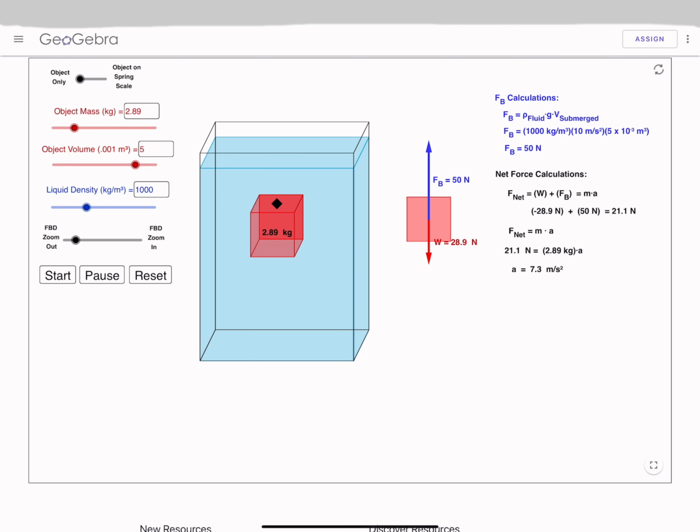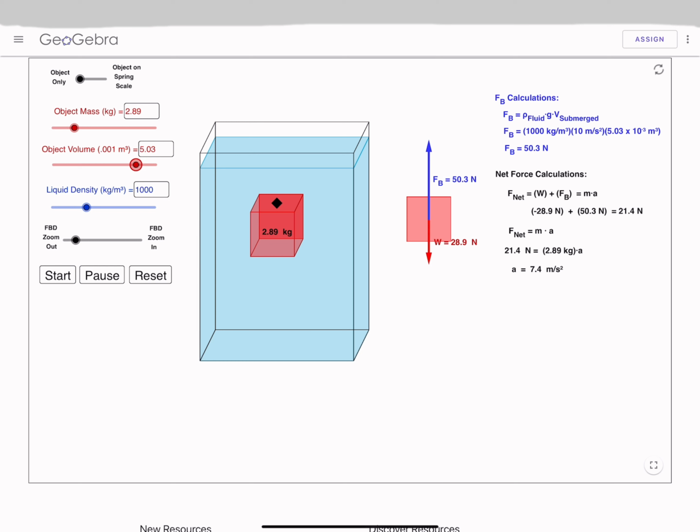Okay, students, here we have an animation and simulation which will help us to understand what is going on when we have a particular mass and, of course, the density of a liquid. On the right side of this animation, you can see the calculation, and here you have a block of mass 2.89 kg. The object volume, as you can see here, is taken as nearly 5. The liquid density on the left side is 1000 kg per meter cube.